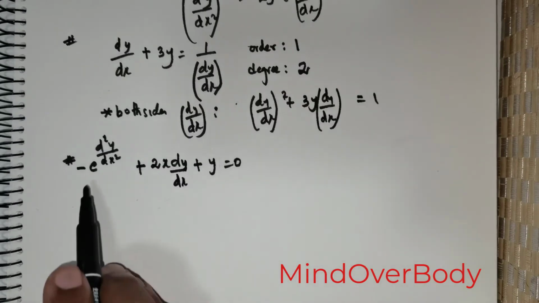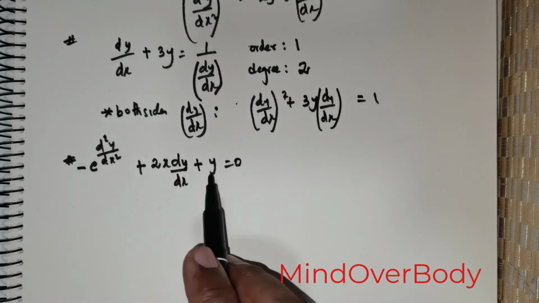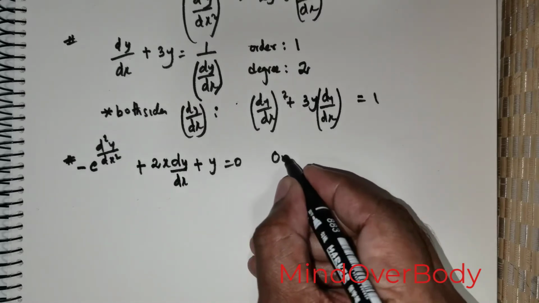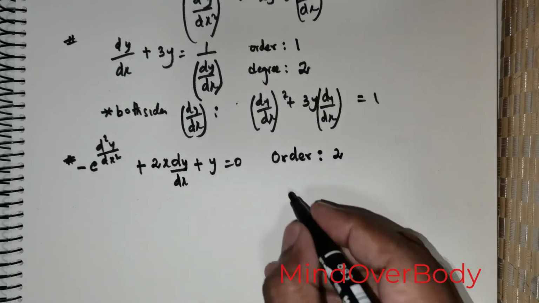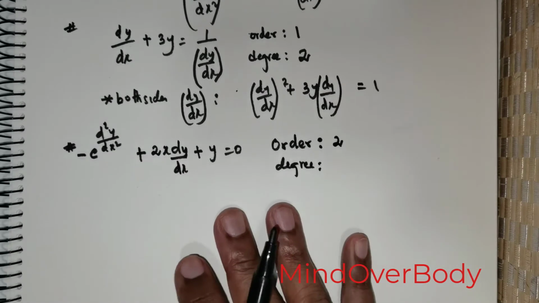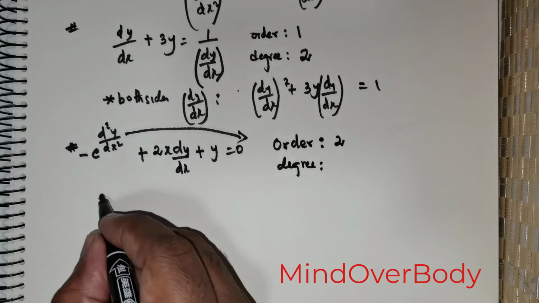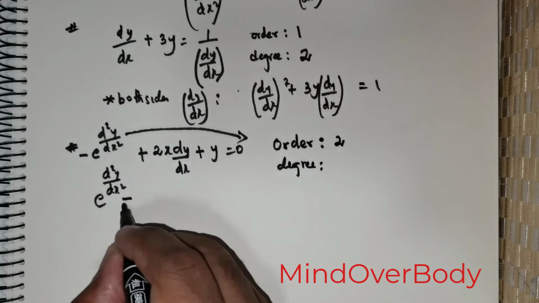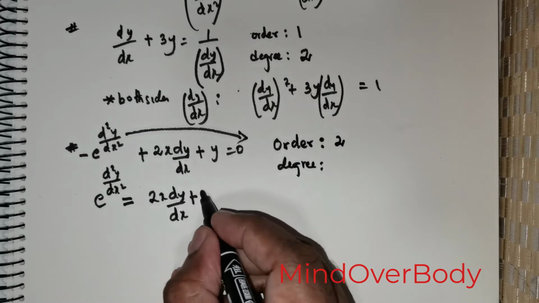Students, we are given this question: negative e raised to the power of d squared y over dx squared positive 2 times x dy over dx positive y is equal to 0. Now the highest differential in this case would give me the order. So my order is equal to 2. But when it comes to the degree, we will have to represent this in polynomial form. So foremost, what I wish to do is move this to the other side. So that means I would now have e raised to the power of d squared y over dx squared is equal to 2 times x dy over dx positive y.